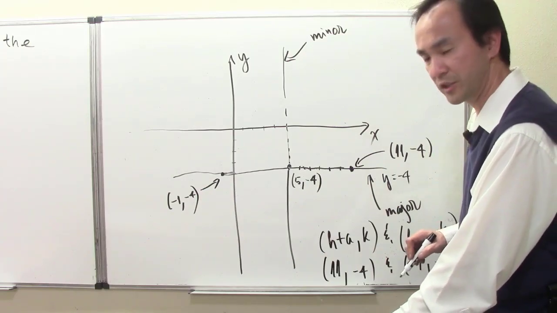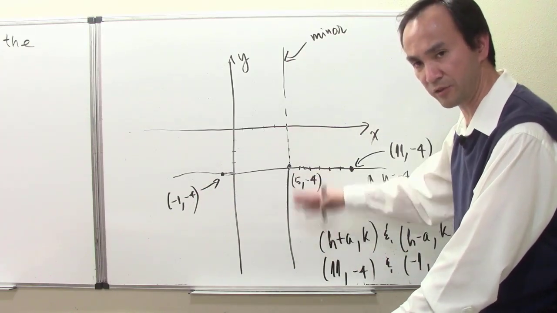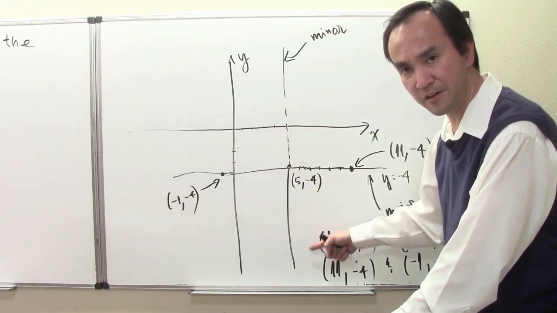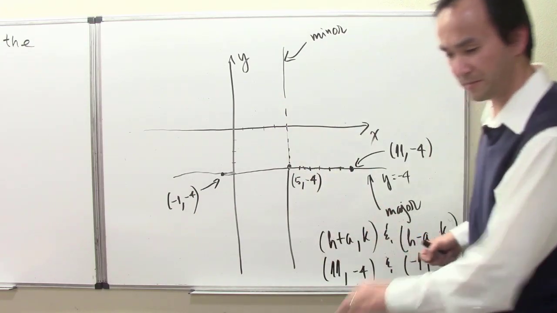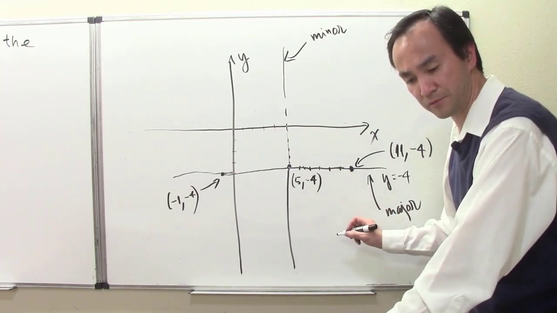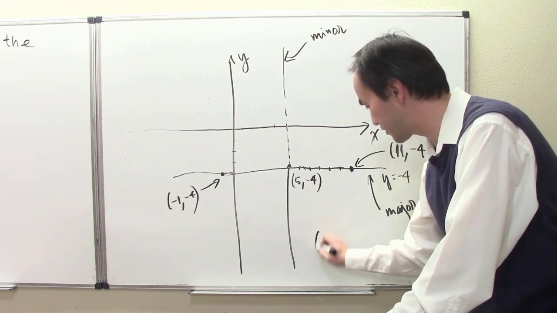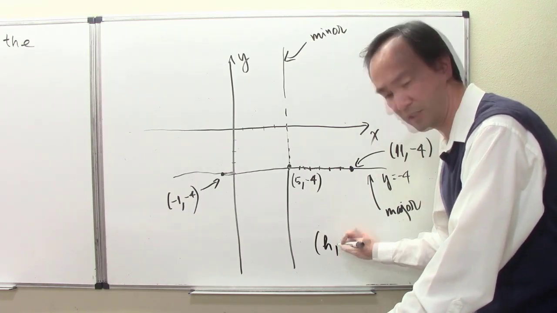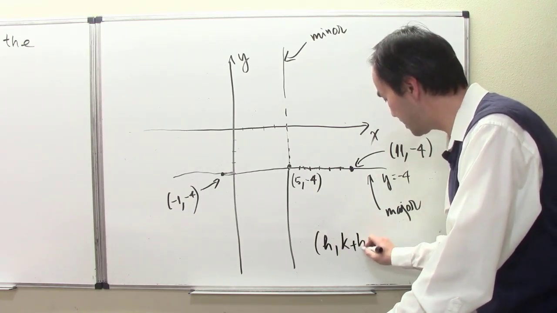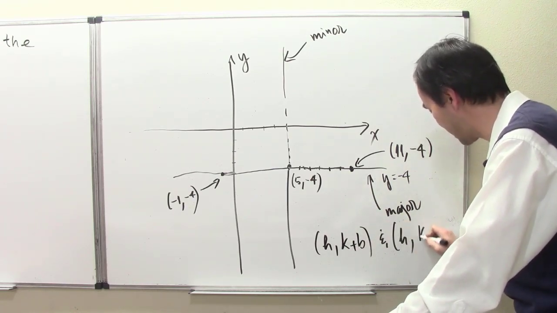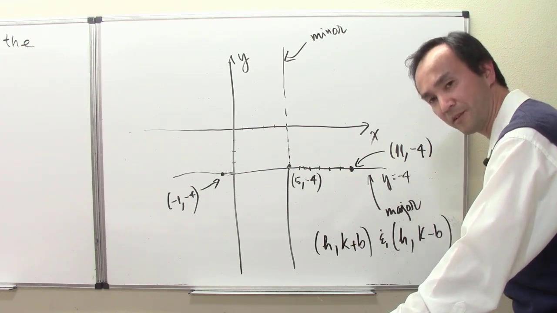All right, and so that's how we found the intercepts on the major axis. Let's now turn our attention over to the minor axis, and let's look for the intercepts. In this case, the coordinates read generally as h, comma, k plus b, and for the other point, it's h, comma, k minus b.